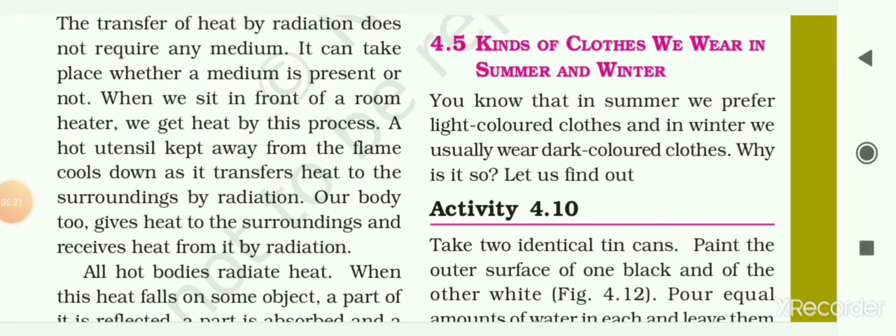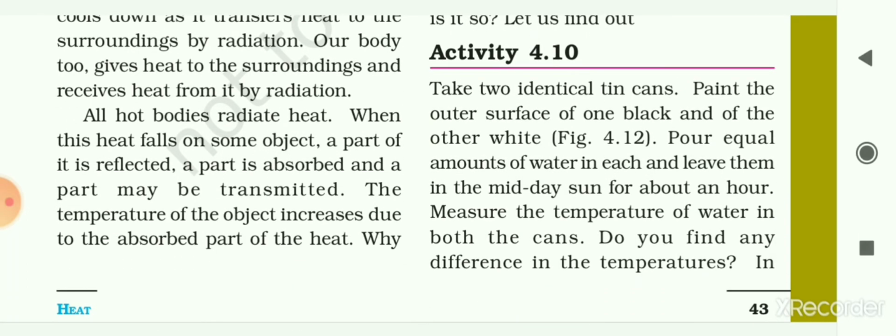So you know that in summer we prefer light color clothes and in winter we usually wear dark color clothes. Do you ever think about why it is so? For that, let me find out through one activity, which is given next, Activity 4.10. Take two identical, or you can say similar, tin cans and paint their surface, one of black color and another of white color.